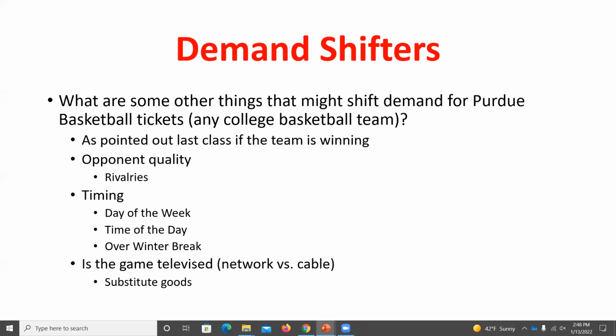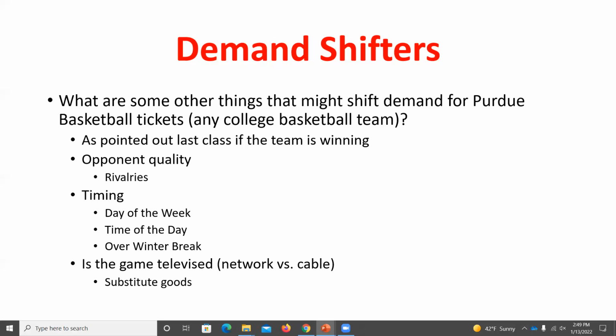Now, if it's on TV, I have the option to substitute away from purchasing a ticket and instead pay for cable or whatever streaming app I've got. I've purchased those streaming apps as opposed to purchasing a ticket. So we can think about televised games and in-person games as two different products, and they're actually substitute goods.